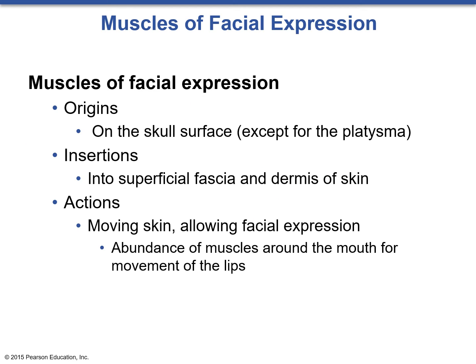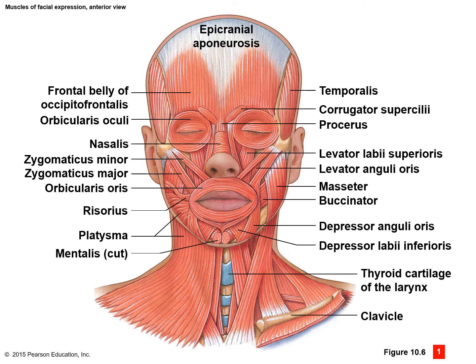Now, we'll start with the muscles of facial expression. In general, all of the muscles of facial expression are going to originate on the skull, except for the platysma. The insertion of these muscles is going to be into the superficial fascia or dermis of the skin, and that is because these muscles are going to be involved in facial expression. So they're going to actually move the skin of the face around.